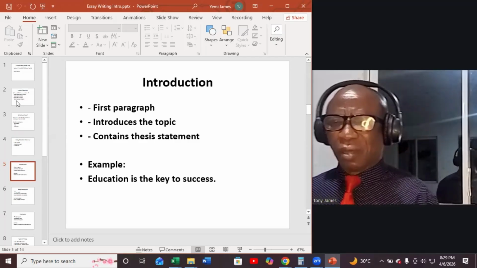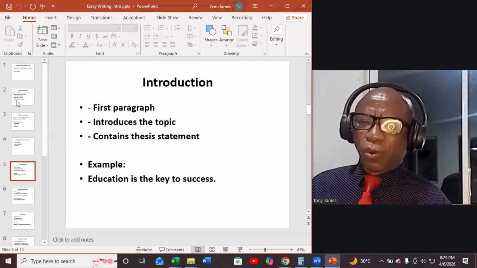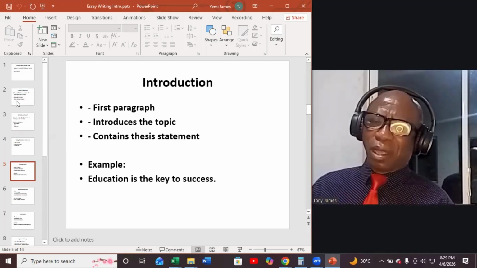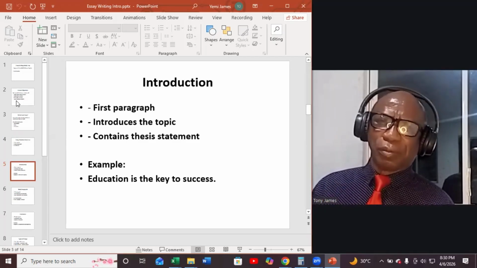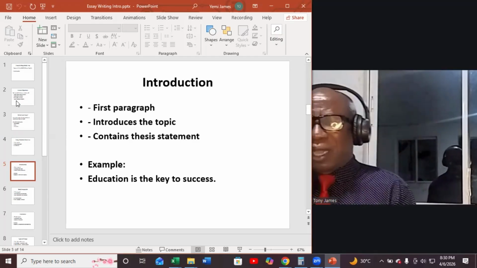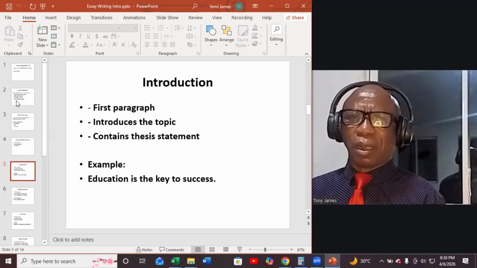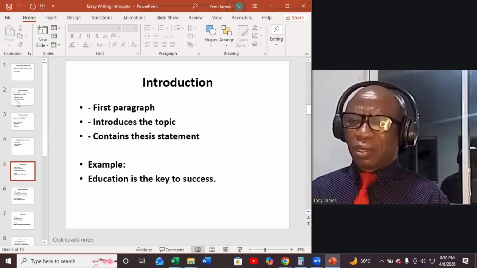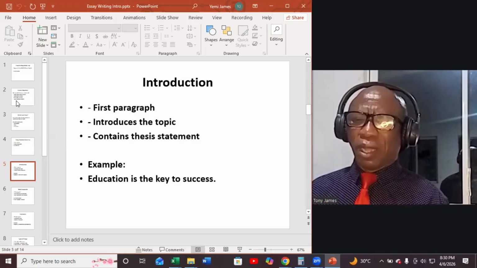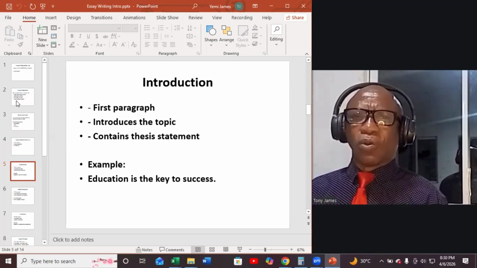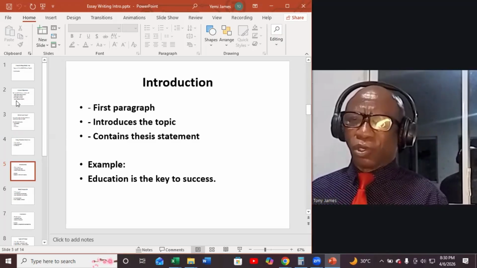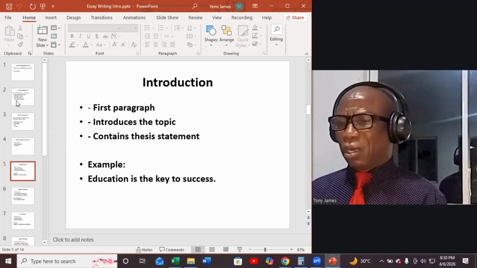Take, for instance, this sentence. This is a typical thesis statement. Let's assume we want to write an essay on a topic that has to do with education. Your thesis statement can come like this: Education is the key to success. This is a good thesis statement to introduce a topic like education. So in the first paragraph, you will make a statement like that, and that is your introduction statement. And that comes in the first paragraph.